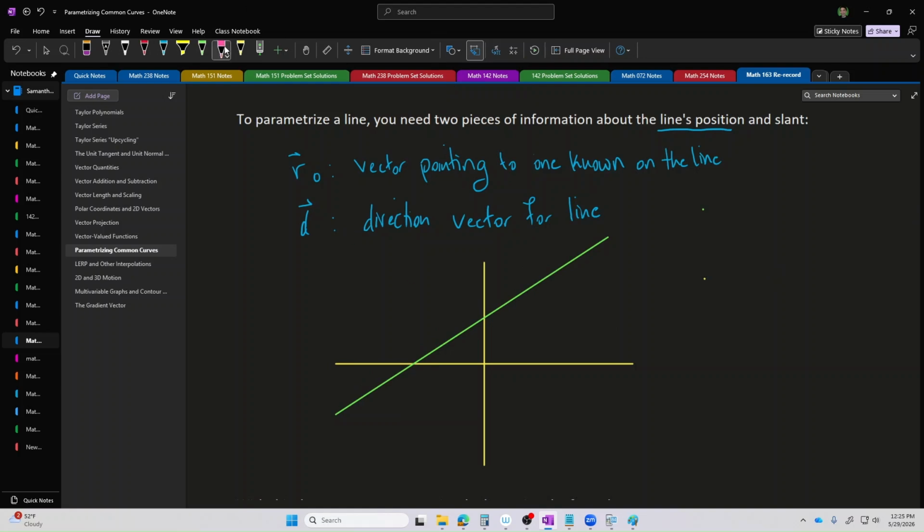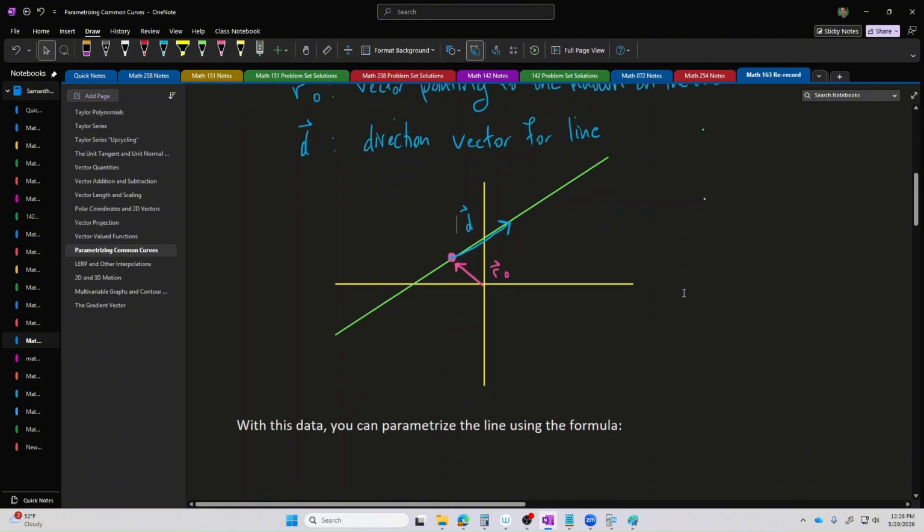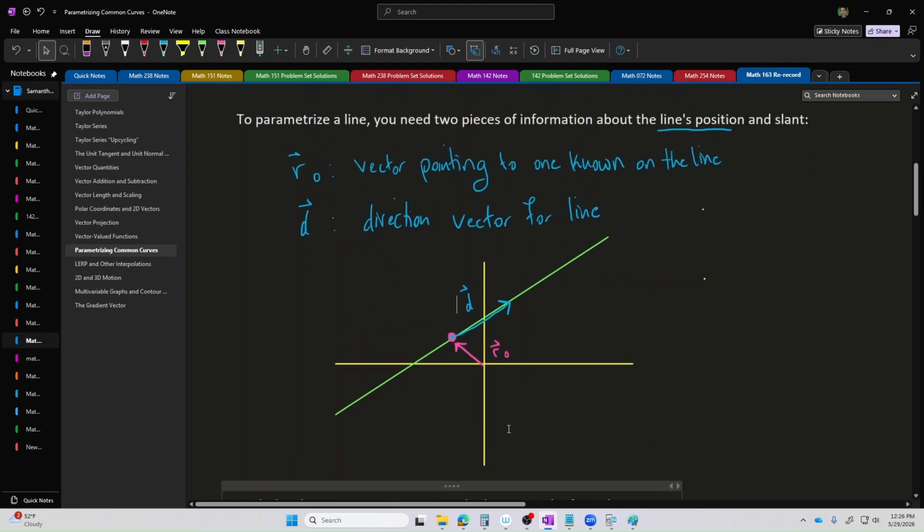The first thing that you're going to need to know is a single point that's on this line for sure. And you're going to need to create a vector r sub 0, which points to that known location on the line in 2D space. Then you're going to need to know one vector that tells you how the line is tilted or oriented, and that's the direction vector d. The direction vector is a vector that points in the same direction as the line. So this would be a picture of the two pieces of data that you need to know about this line in order to be able to parameterize the line.